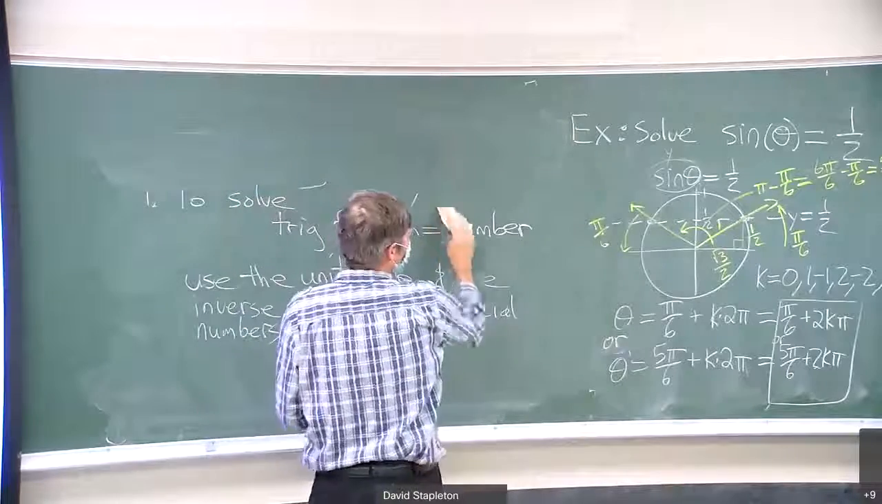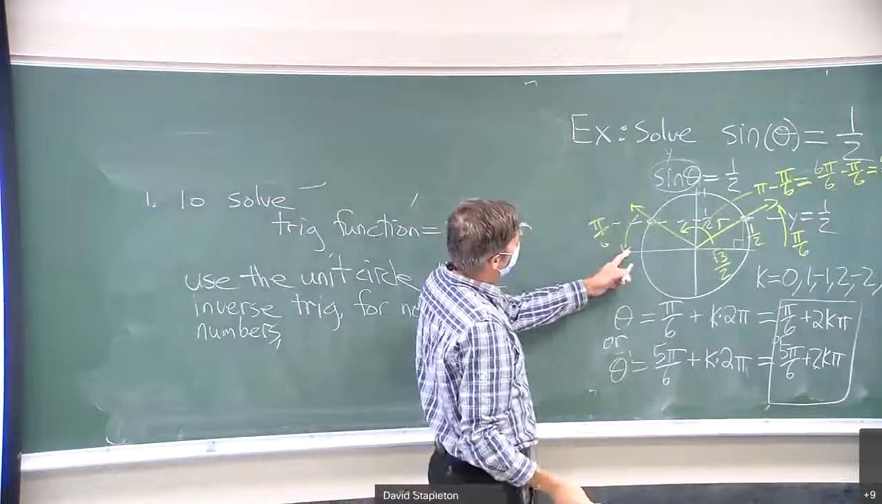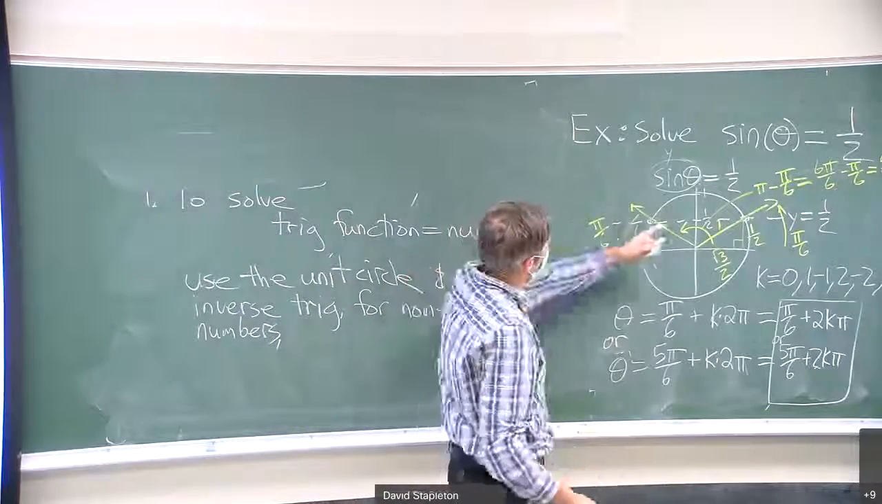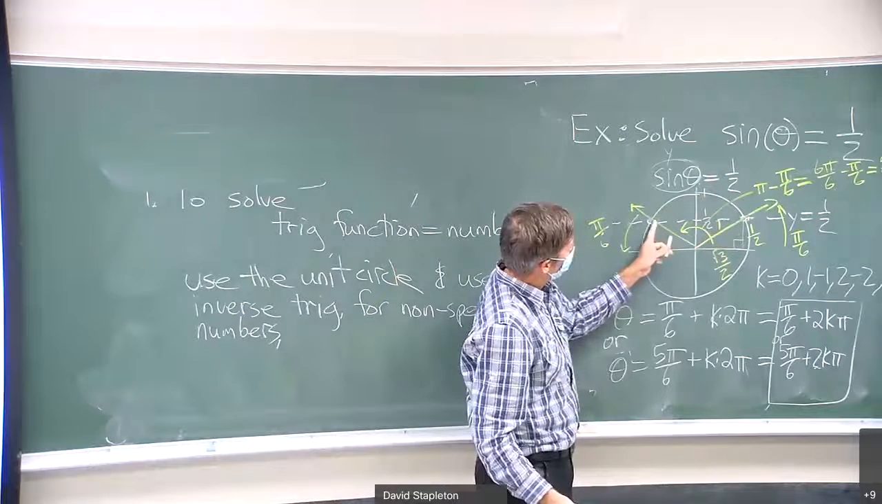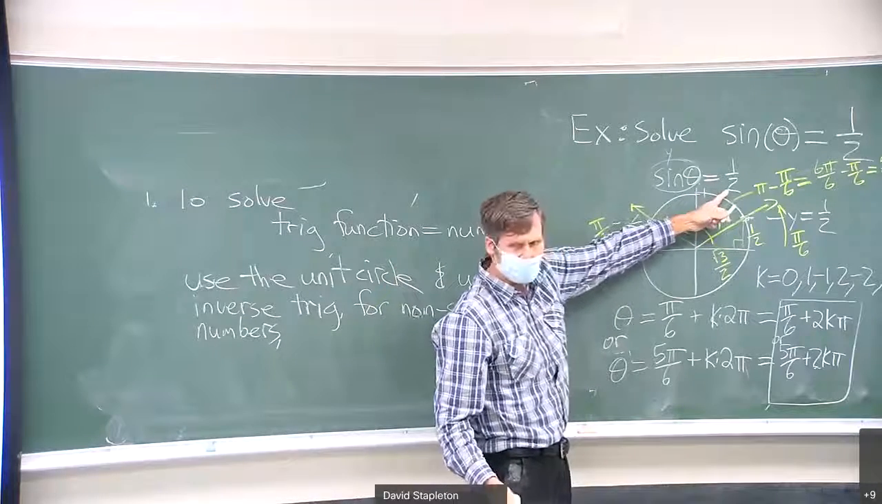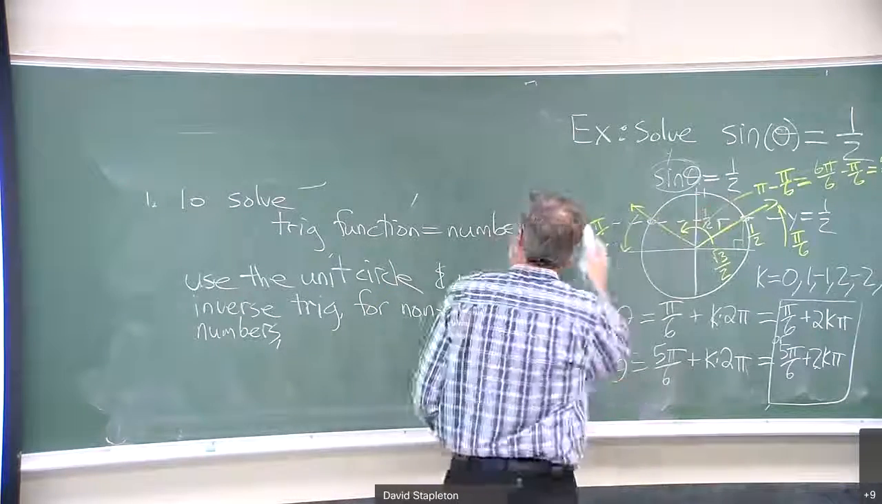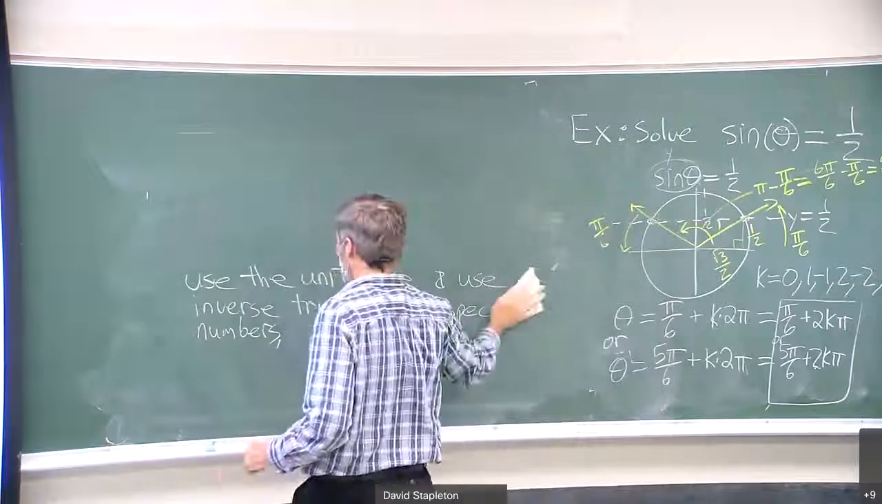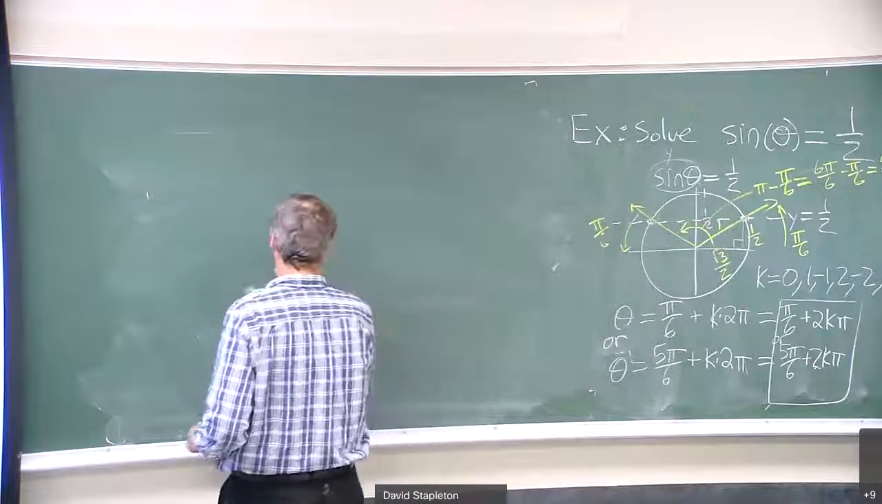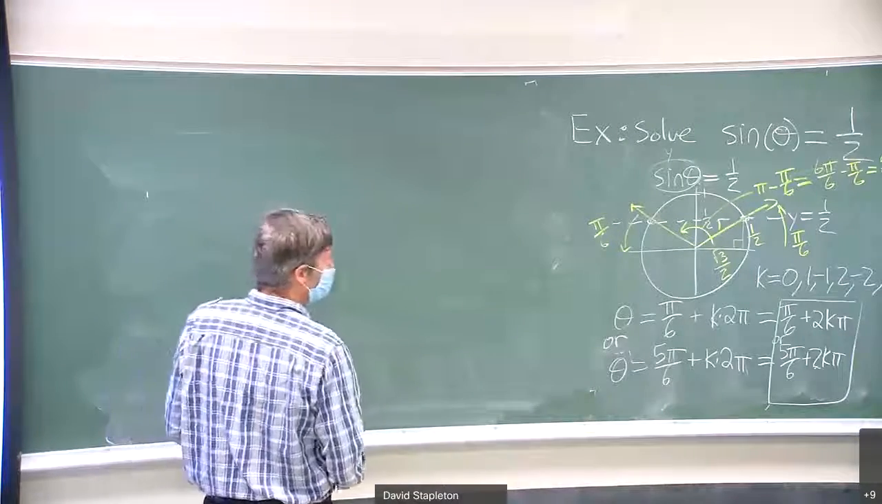You simply draw the unit circle. If this number comes from a special angle, like 1/2 does, then you can just figure it on the unit circle. If it doesn't come from a special angle, we're going to do that later. You have to use inverse trig. But you can still get all the solutions in terms of an inverse trig function. Nice.